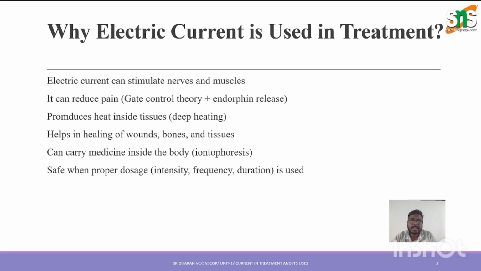It can also reduce pain, using a theory called the pain gate theory, and it also helps to release endorphins. It also produces heat inside the tissues, which is mainly used in the deep heating modalities, and it also helps in healing wounds, bones, and tissues, and can carry medicine inside the body. We can use the iontophoresis method of current in the treatment. It is safe when the proper dosage is used, where the dosage represents the intensity, frequency, and the duration that is used.